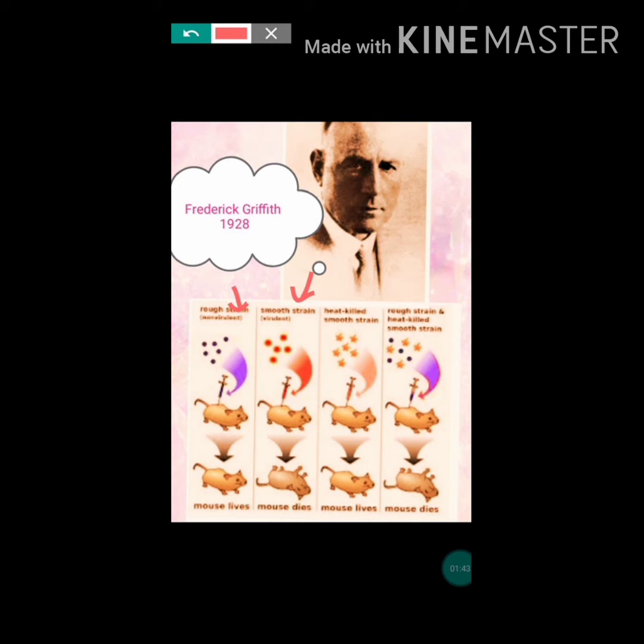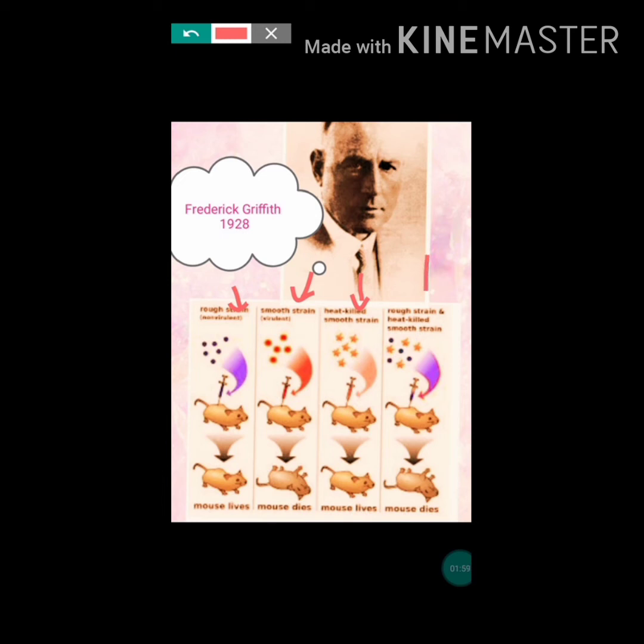Then after that he killed the bacterium by heating. Then he took the heat killed S strain bacteria, then it is injected into the mouse. Then after that the mouse lives. That means it lost the virulence property.